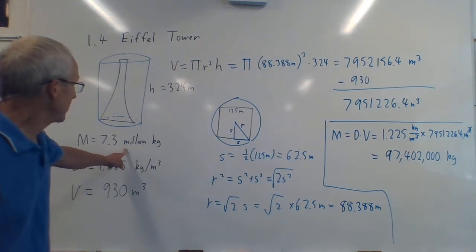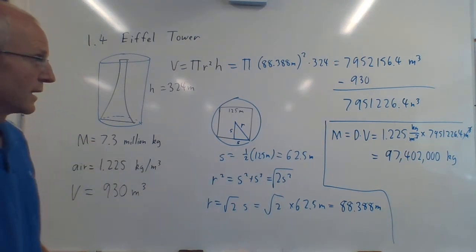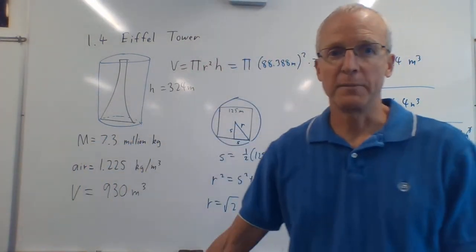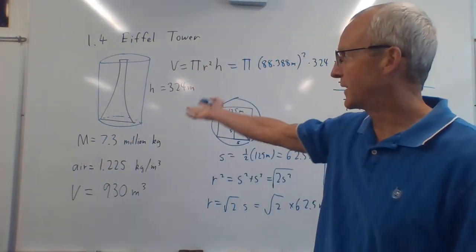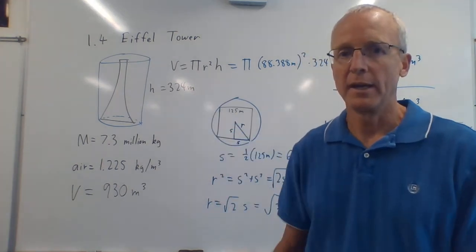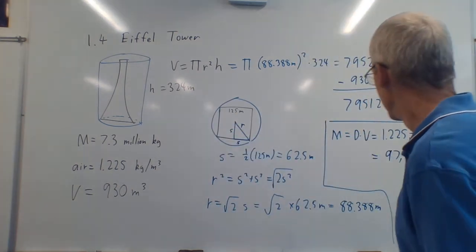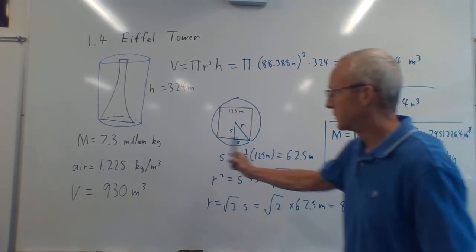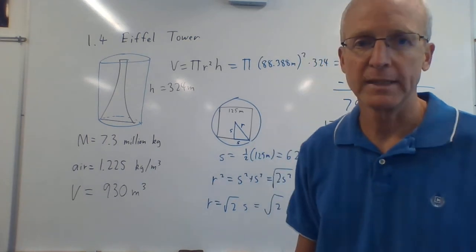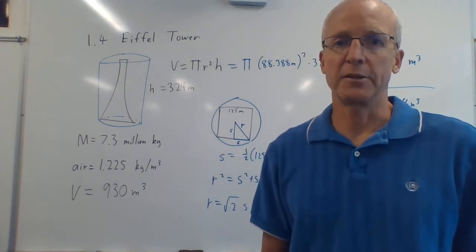The Eiffel Tower only weighs 7.3 million kilograms. So the air weighs way, way more. You think about, oh, the air hardly weighs anything, but the air actually weighs more than the Eiffel Tower. So if you were to box this up, the total mass of the thing would be 97 million plus 7.3 million, which would be over 100 million kilograms. Pretty cool. All right, so that's how you do this problem.